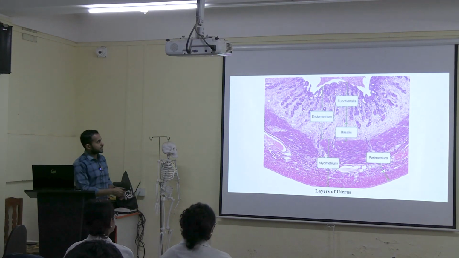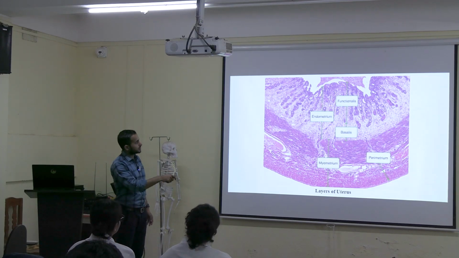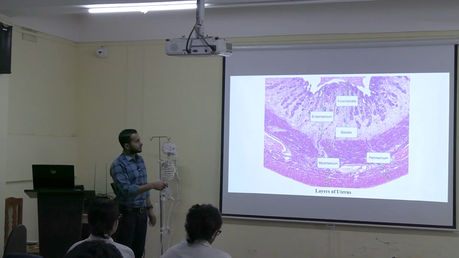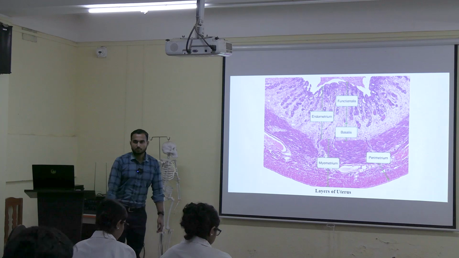Okay. Now here you can see 3 layers of the uterus. So this is the endometrium. This entire part is the endometrium, where 2 separate zones are there: functionalis and basalis. Then this entire part is the myometrium, and this small part is the perimetrium.